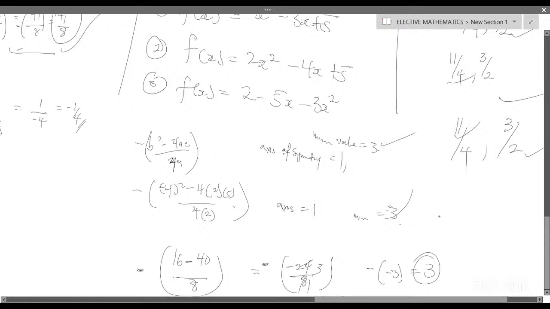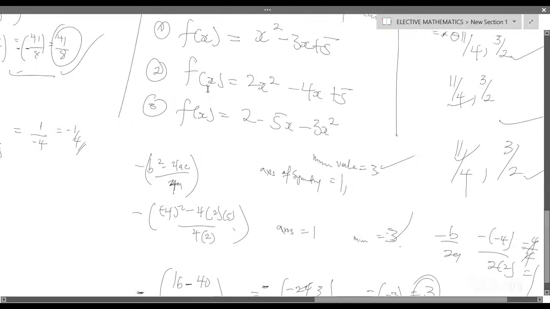And for the line of axis of symmetry, -b over 2a. What is our b? Our b is -4. So negative in bracket -4 over 2. This will give us 4 over 4. It will give us 1. So you're all right. I won't bother myself.